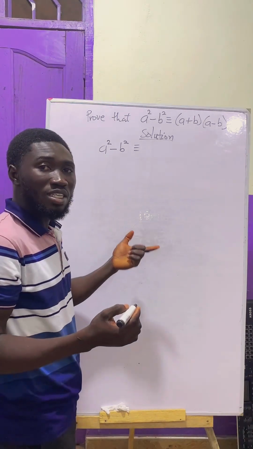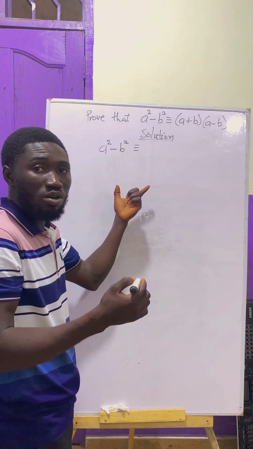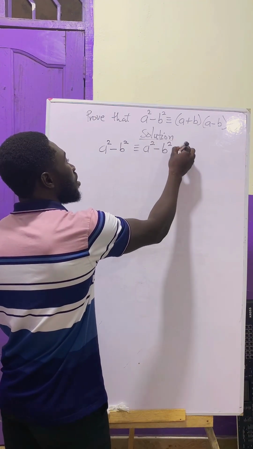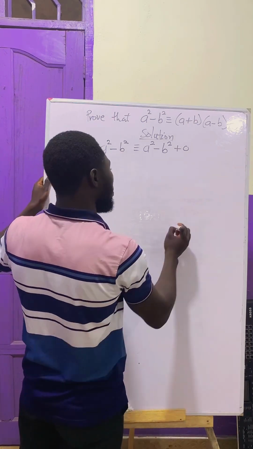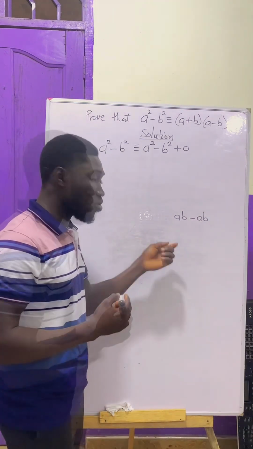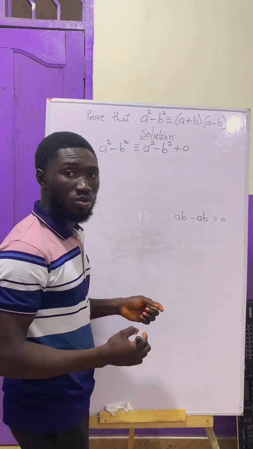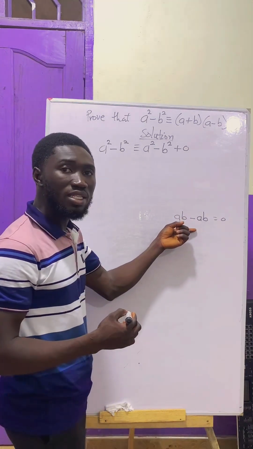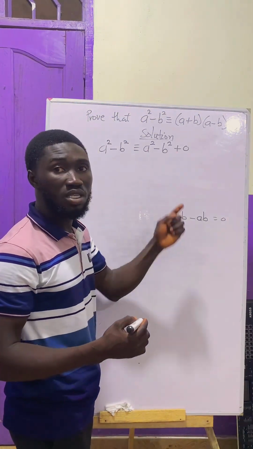What we are going to do is expand this particular expression by adding 0 to it. So we are going to have a squared minus b squared plus 0. The 0 here is that we are going to add ab minus ab. We know that ab minus ab will go to 0. So we are doing creation and destroy. We are going to create and destroy. We are going to add this to the expression. It's 0, so 0 plus the whole of this means the same thing.